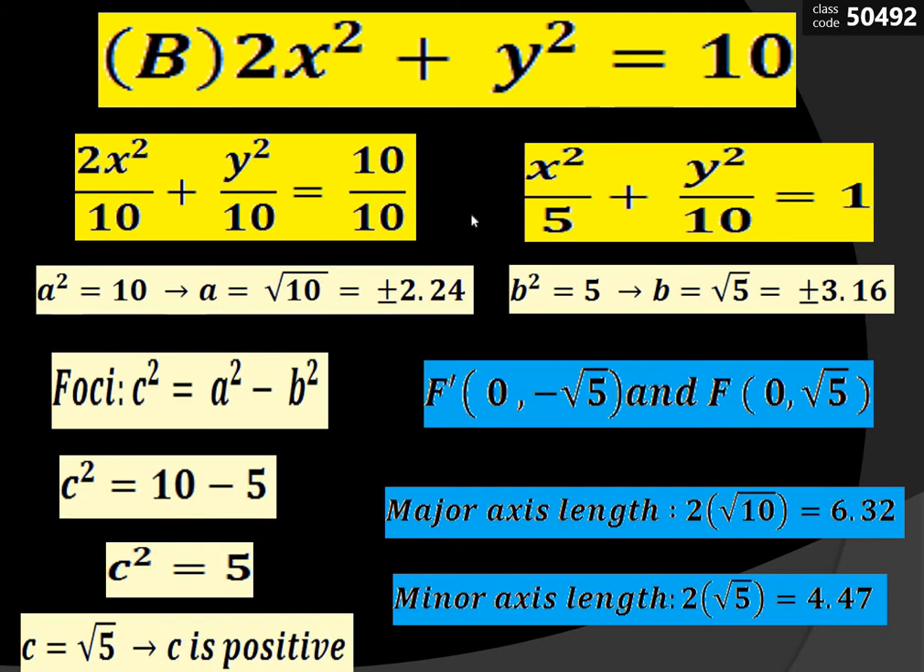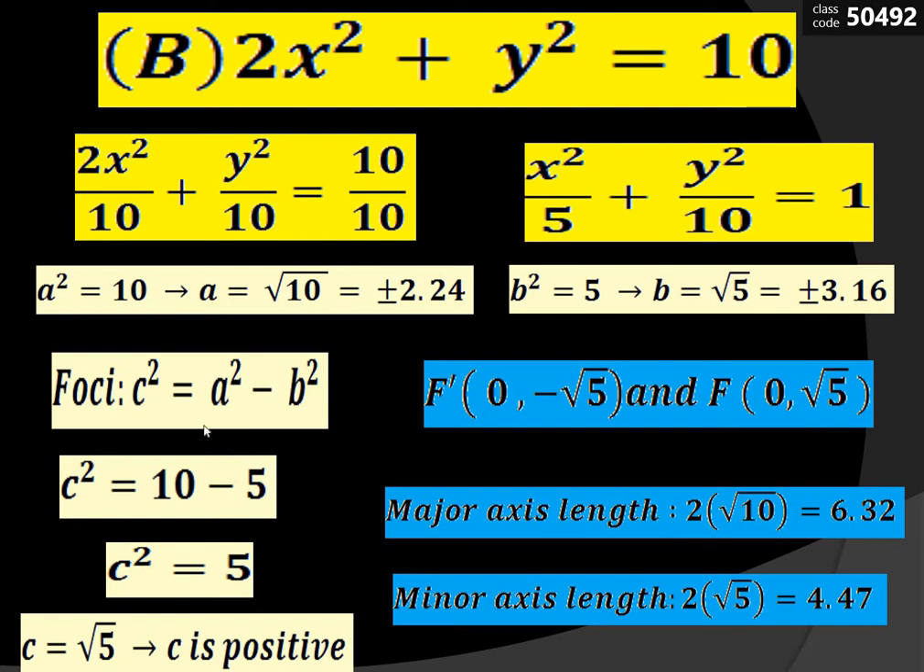Okay, let's get the value of a squared. So in here, the a squared is 10. Then taking the square root of 10, it is plus minus 3.16. Okay, and here b squared is 5. Taking the square root of b, it is positive negative 2.24. We need those positive negative a, positive negative b.